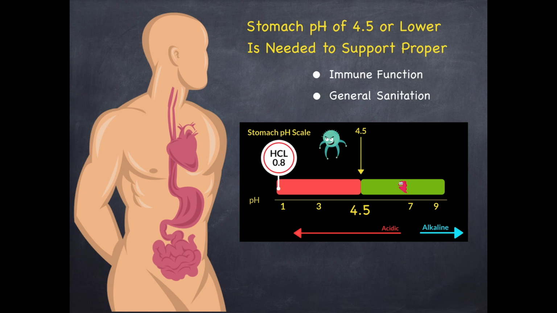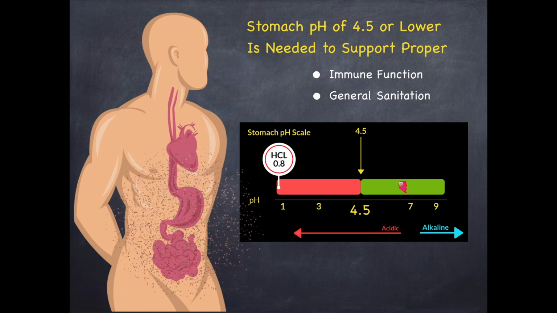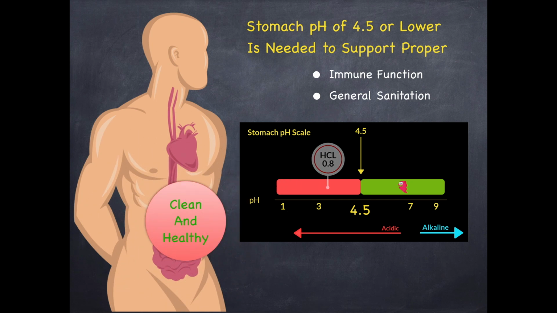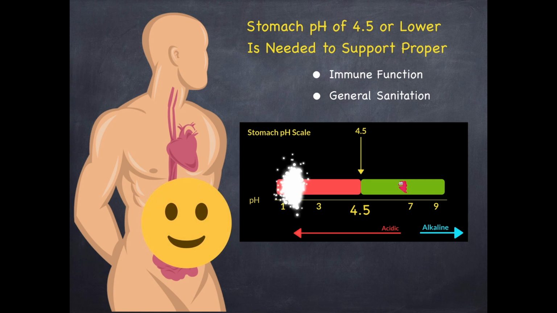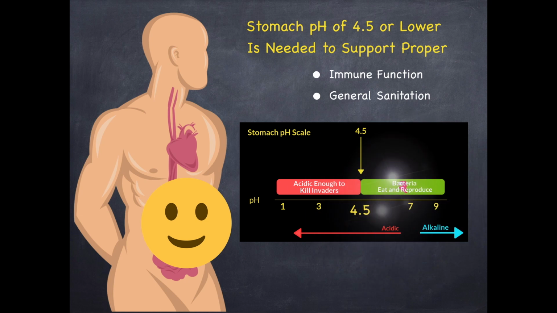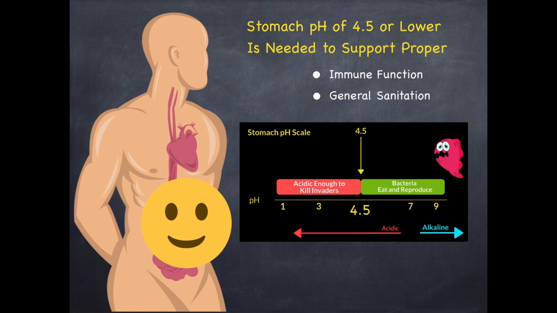It's normal for bacteria to come into the stomach. It does all day. The problem occurs when there's not enough stomach acid to keep the stomach environment healthy and free of bacteria. As the bacteria comes in, we produce stomach acid to kill the invaders, along with breaking down the protein. It has a very important immune function and general sanitation function.